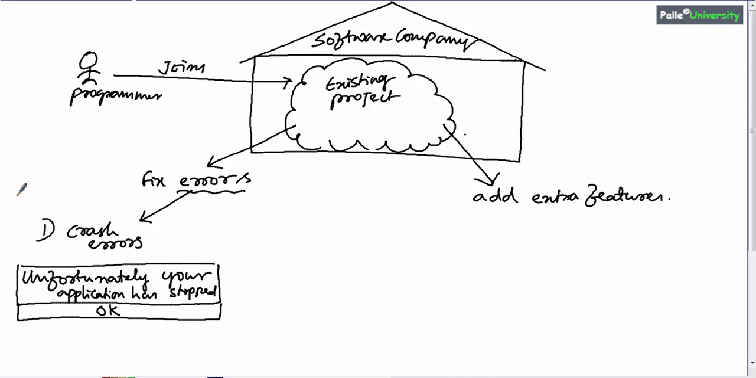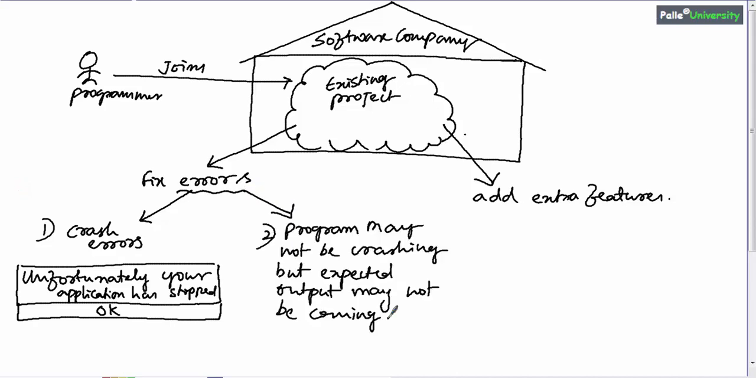The second category of errors is where the program may not be crashing, but the expected output may not be coming. For example, let us say you are designing a calculator application. When the user clicks the plus button, rather than adding two numbers, it may be multiplying two numbers. In that case, the program is not really crashing, but the functionality is not working correctly. So that is the second type of error.